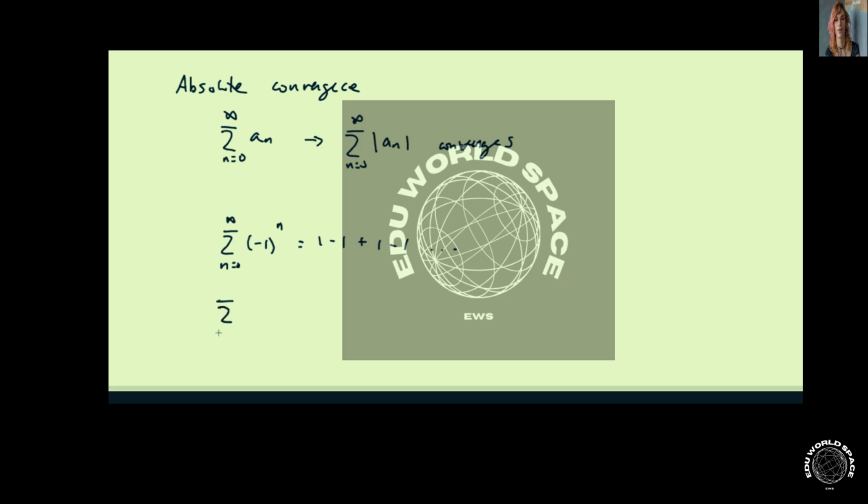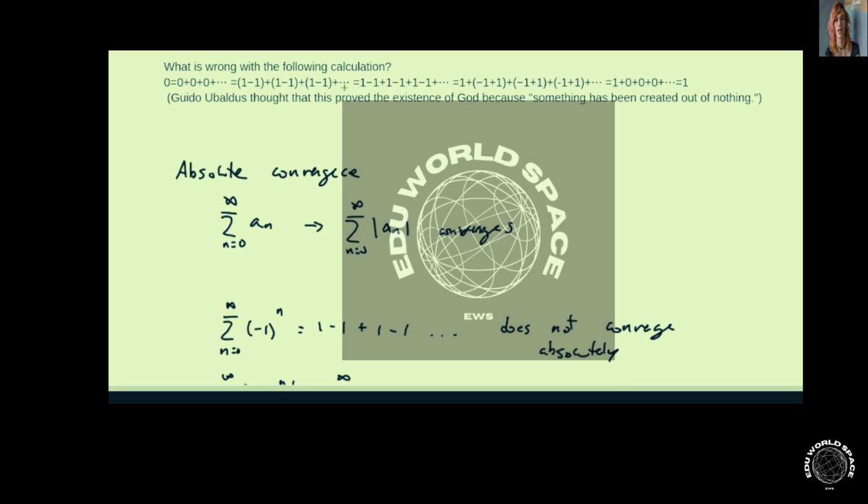Let's see. Let's apply the absolute value of (minus 1) to the power of n. And this will give us the sum of 1 for n ranging from 0 to infinity. And this diverges, which means that our series does not converge absolutely, which means that you can't play around by shifting these parentheses because you're changing the series entirely.